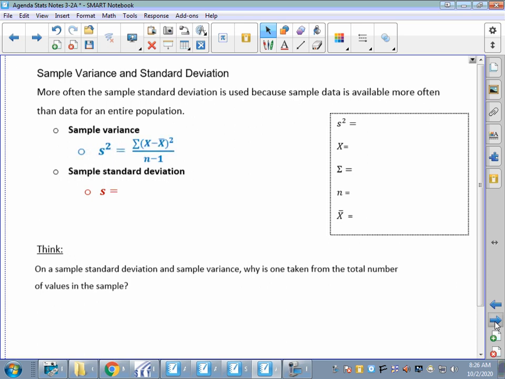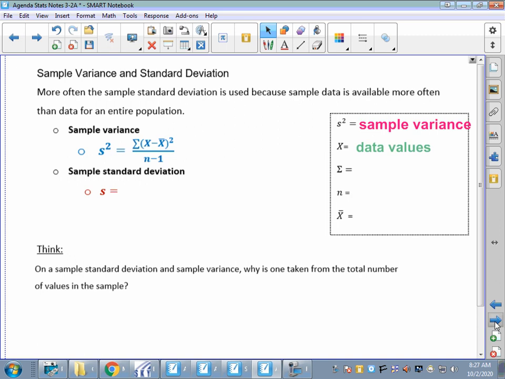So S squared looks really similar. Our formula for sample variance is S squared is equal to the sum of our x minus x bar squared. So we're going to square each one of those numbers, add them up, and then divide by n minus 1. Hopefully all of those things look familiar. S squared over here is sample variance. So a plain old S is sample standard deviation. It is literally the square root of the variance.